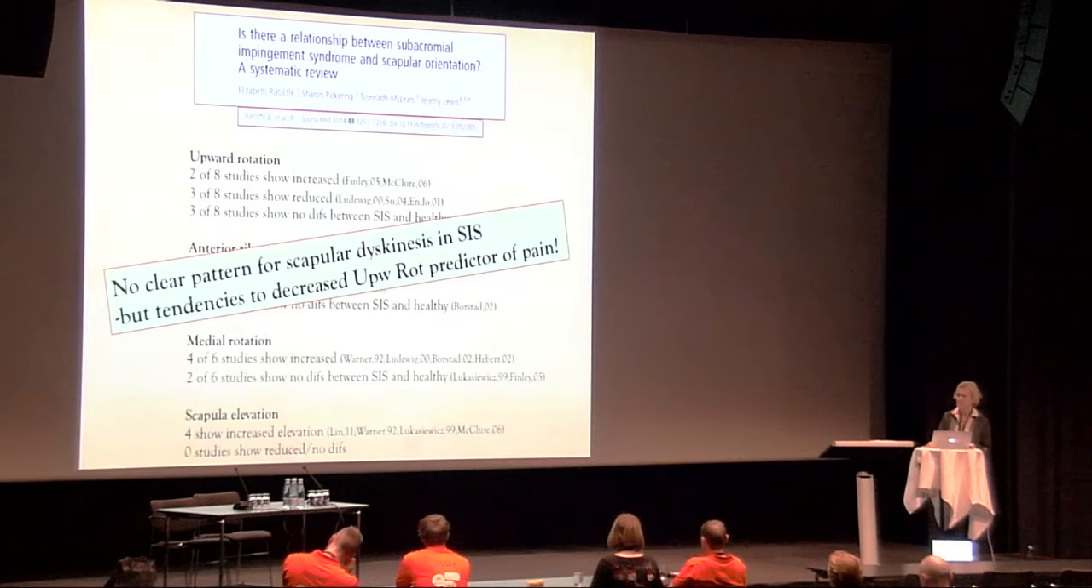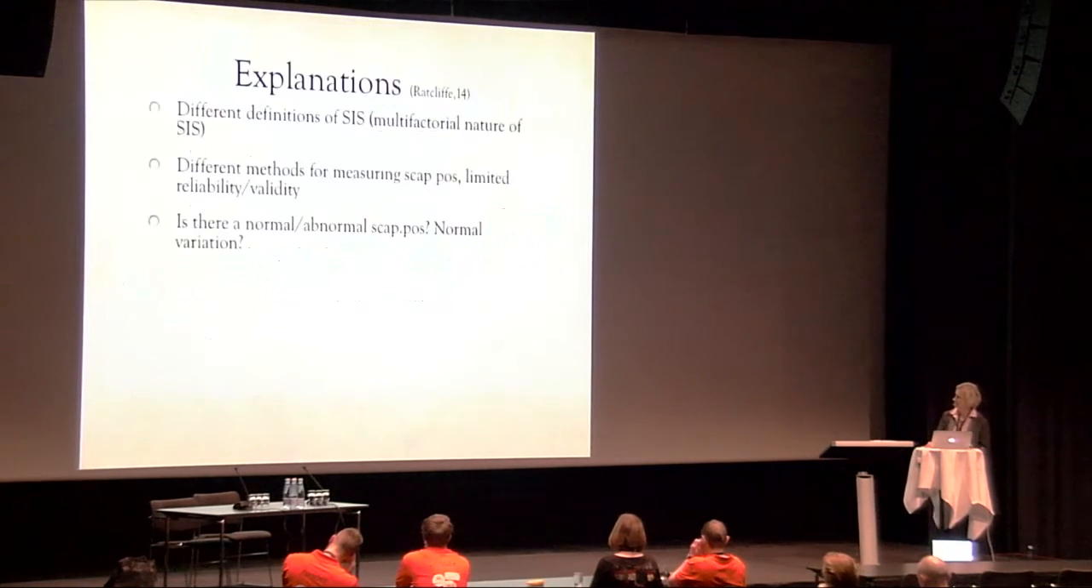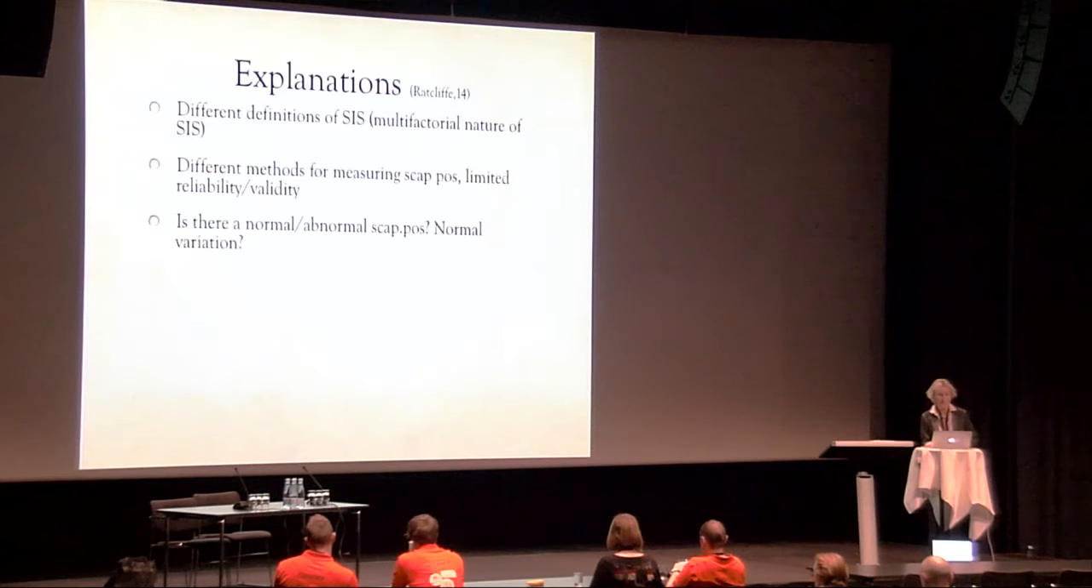The explanations for this somewhat unclear pattern were that there were many different definitions of CIS, since it's a multifactorial nature. There were different methods for measuring these scapular positionings, and limited reliability and validity also with the advanced measurements, not only for the clinical tests. And the question which they raise in the discussion section is: is there a normal or abnormal scapular positioning? And do we know what the normal variation is?